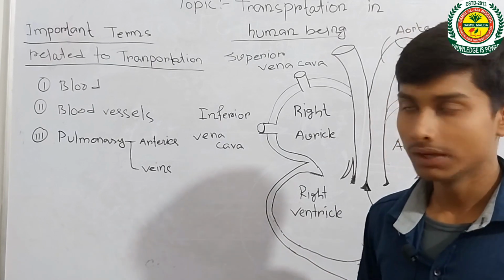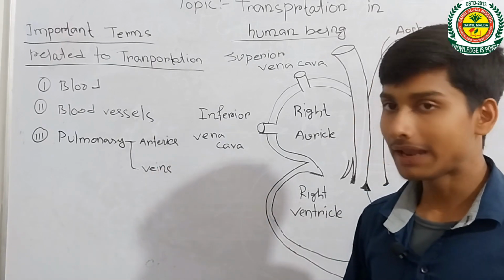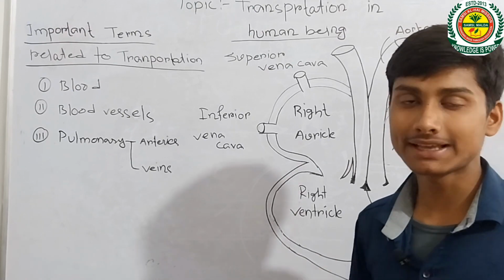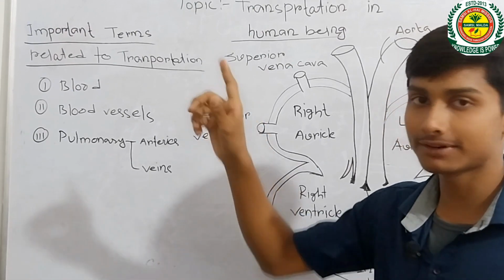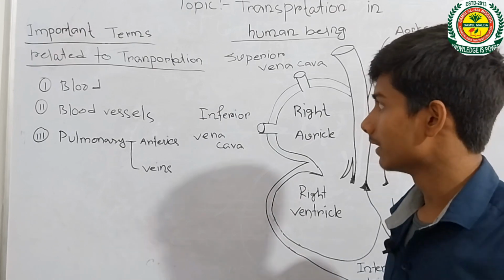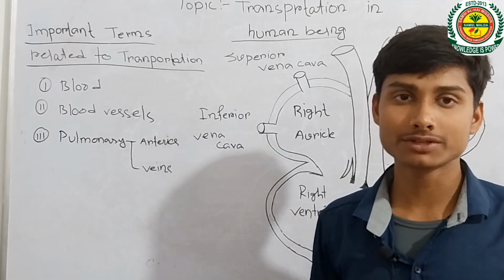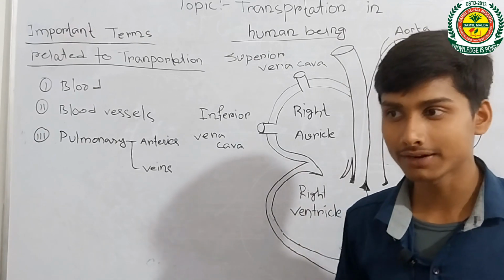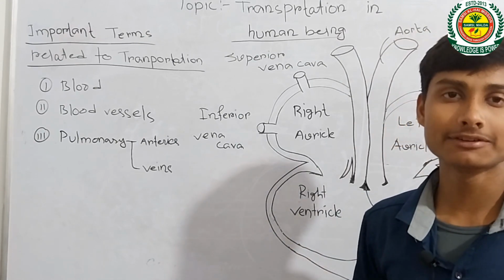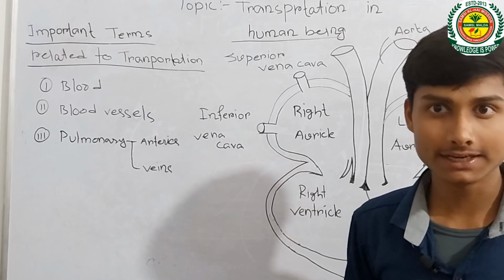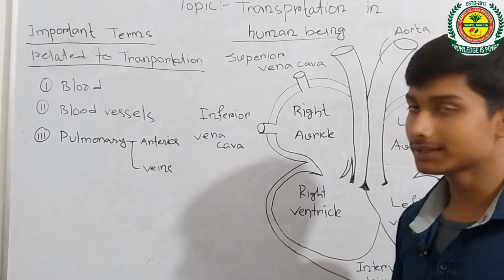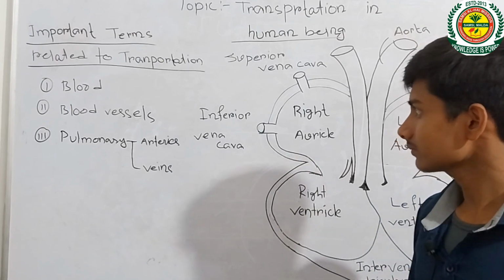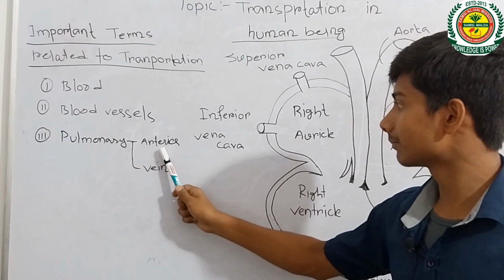parts of the body. Now come to the blood vessels. Blood vessels are tube-like structures in which they carry the blood from the heart to different parts of the body, to different cells. In blood vessels there are two types of vessels, the arteries and the veins. What are the arteries? Arteries are blood vessels which carry mainly oxygenated blood, and the veins are the blood vessels which carry the deoxygenated blood. Now come to the pulmonary arteries and pulmonary veins.